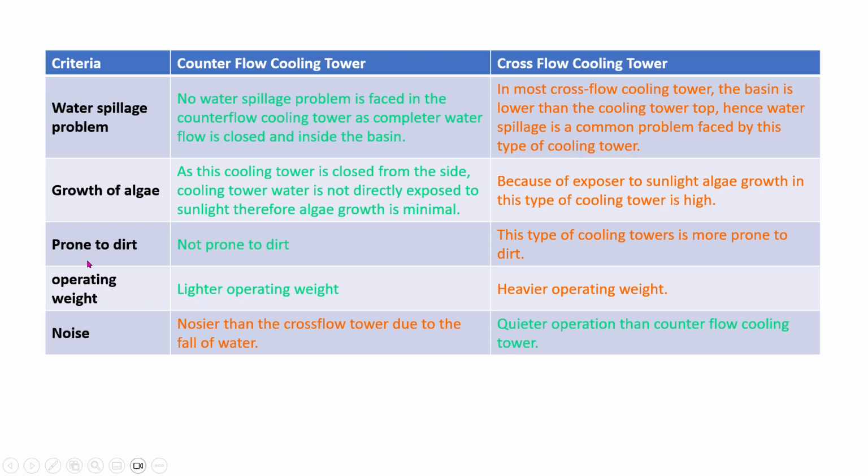Prone to dust: not prone to dust, because water is inside the tubes, inside the pipes, so there is no question of coming in contact with dirt. But here it is possible, with the outside basin and air also coming from the top and from the sides, so dirt and dust can mix with the water. Lighter operation weight, because the area is less. Here the weight is heavy because the area is more. For the same duty, the area is more, so the weight is also high.